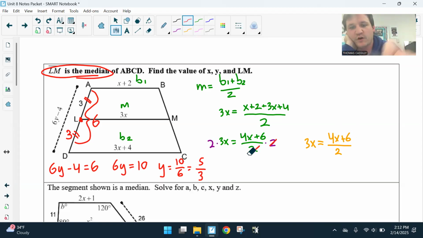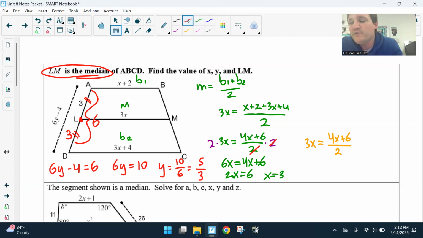So the 2's are gone on the left. How about on the right? The 2 is gone on the right. But if you look at the left, we have 6x. So 6x equals 4x plus 6, subtract away the 4x, and we have 2x equals 6. Therefore, x equals 3. So that one's done.